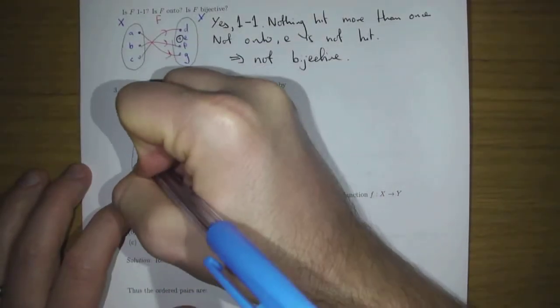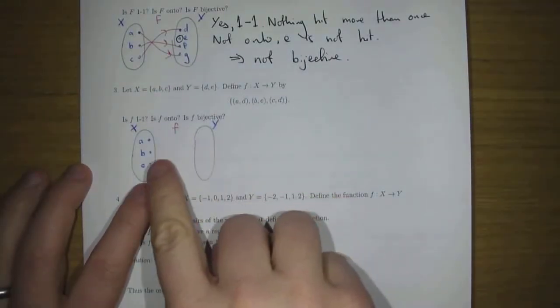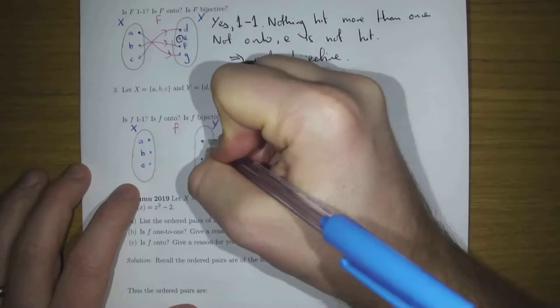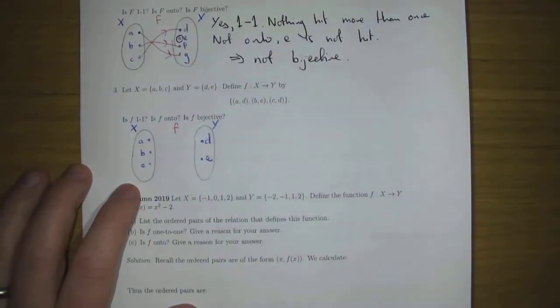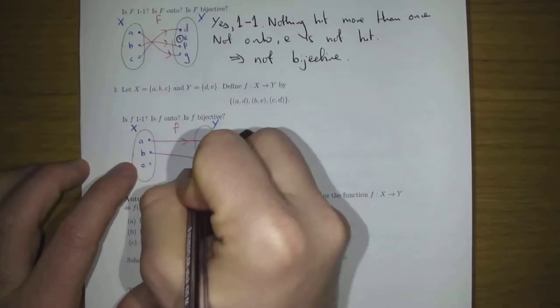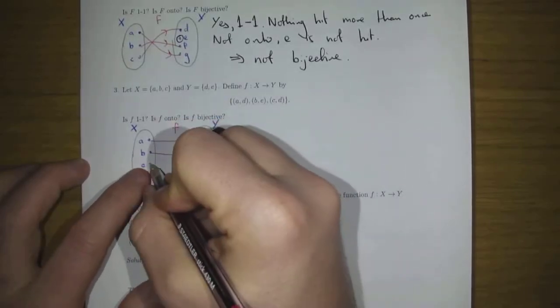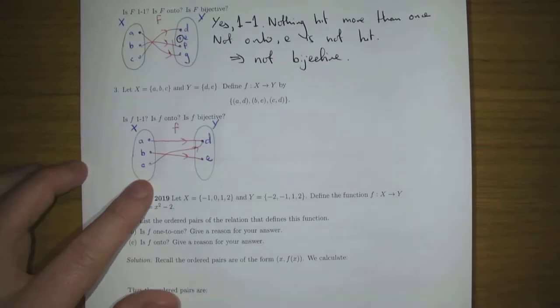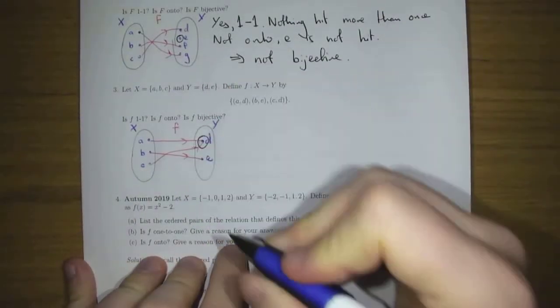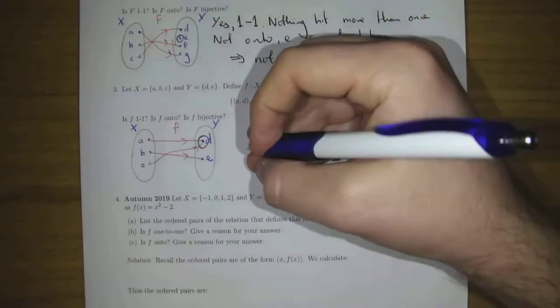Now before we start, we know this is not going to be one-to-one because there's three things here and there's only two here. Something is going to have to be hit twice. So let's see what it's going to be. A is sent to D, B is sent to E, and finally C is also sent to D. So is it one-to-one? No, because D is hit twice.